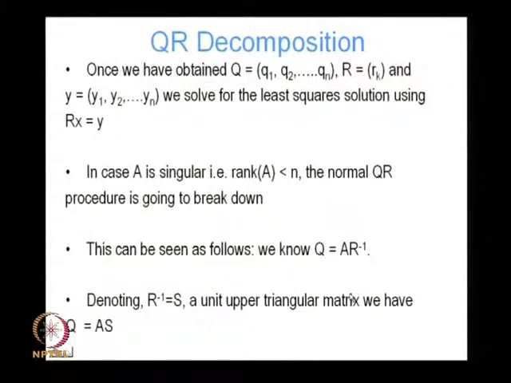Once we have obtained Q, with columns q1, q2, up to qn which are orthogonal to each other, and we have obtained our upper triangular matrix R and our intermediate vector y, we solve for the least squares solution using Rx equal to y. This is what we can do when A transpose A is ill conditioned. We can of course use it when A transpose A is well conditioned also, but it is particularly suited for when it is ill conditioned, because then the normal equations method is going to break down.